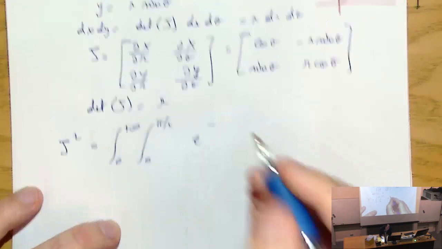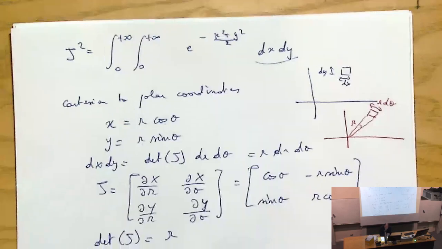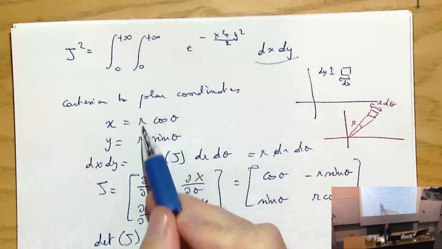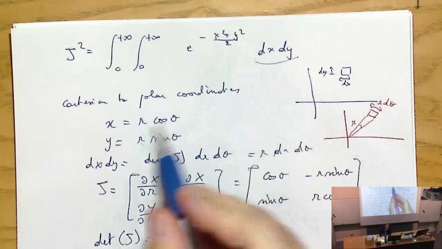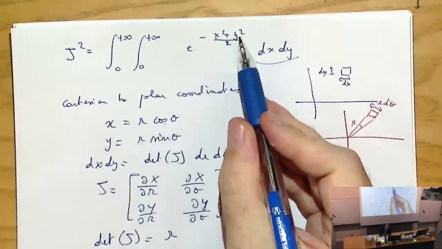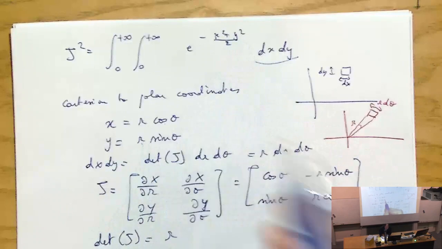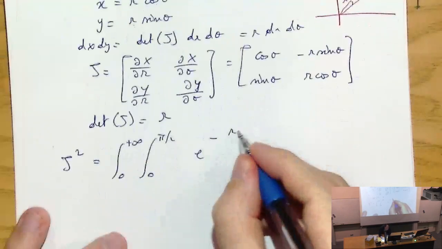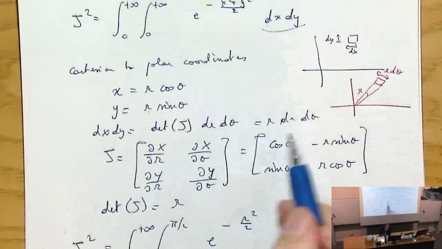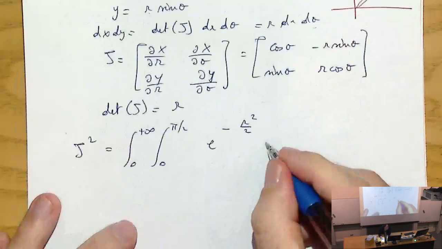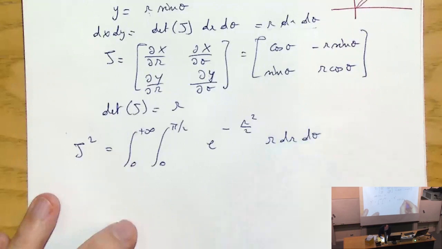Exponential of minus (x squared plus y squared) over 2. Right? This x squared plus y squared is equal to r squared cosine squared theta plus r squared sine squared theta, which is the same as r squared. So I have r squared over 2, multiplied by dx dy, which is equal to r dr d theta.